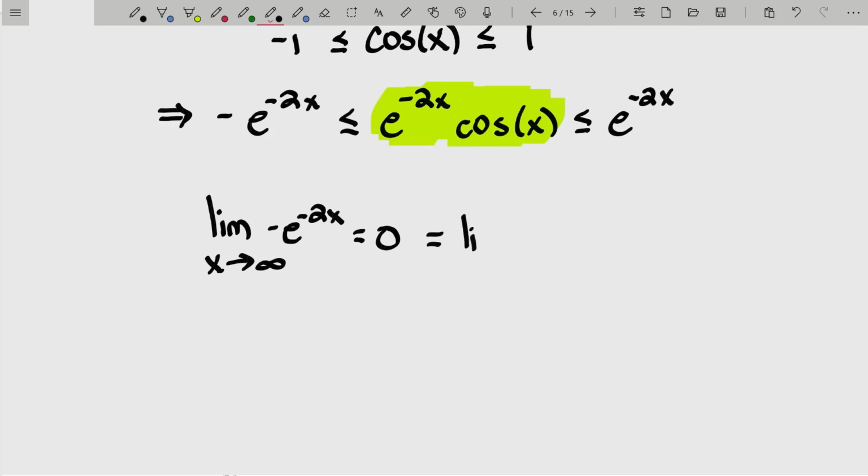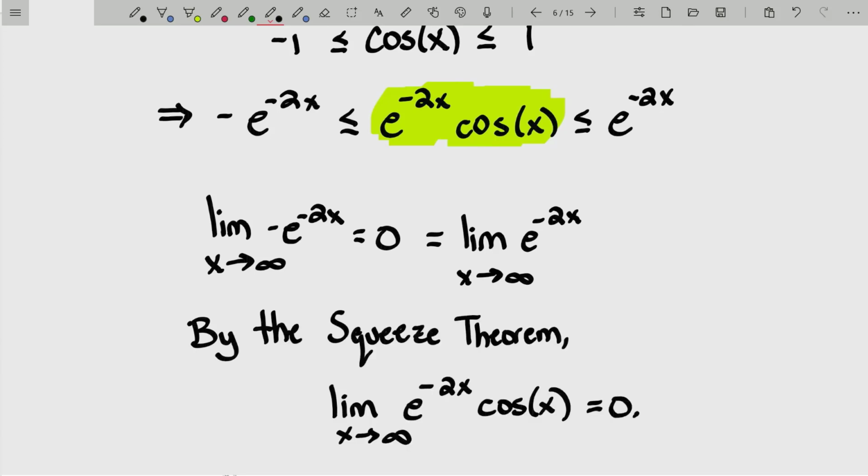Likewise, I happen to know that the limit as x goes to infinity of e to the -2x is also equal to 0. So this is kind of a nice way of writing that the right-hand limit and left-hand limit both equal 0. It also showcases that they're squeezing something. So by the squeeze theorem, the limit as x goes to infinity of e to the -2x times the cosine of x must also be 0.